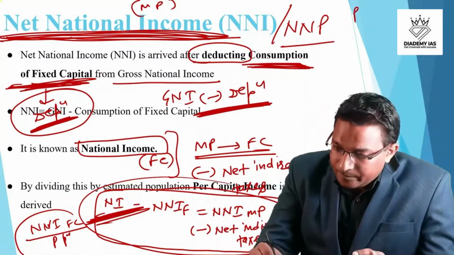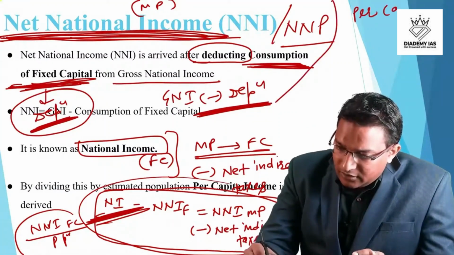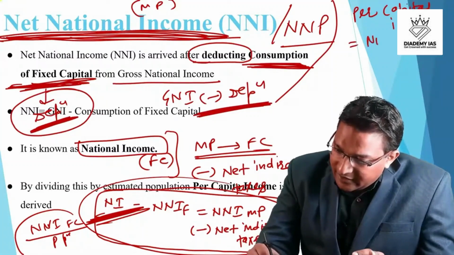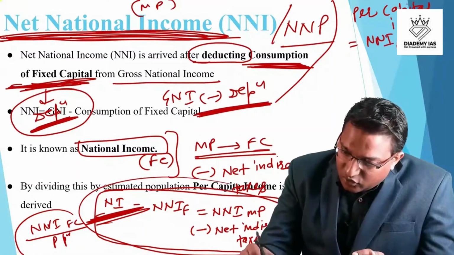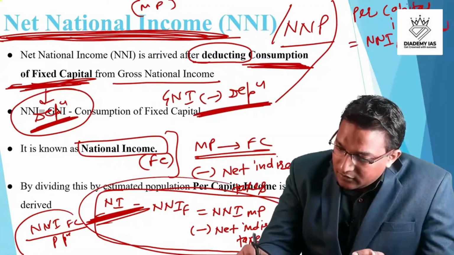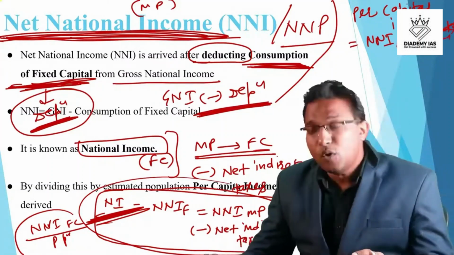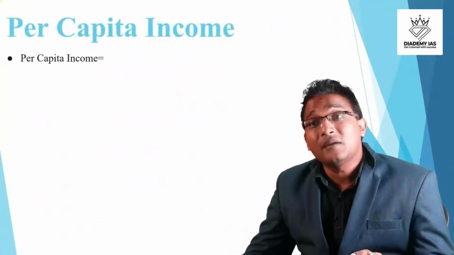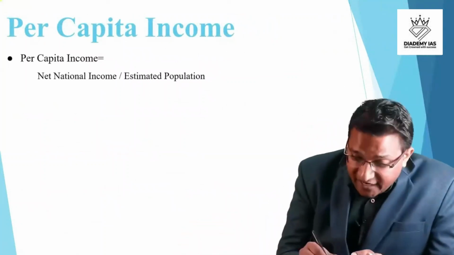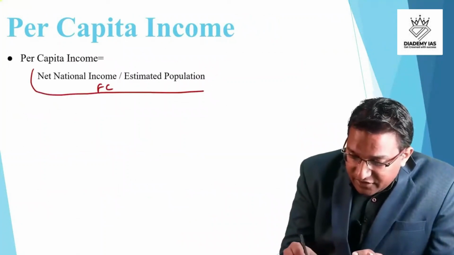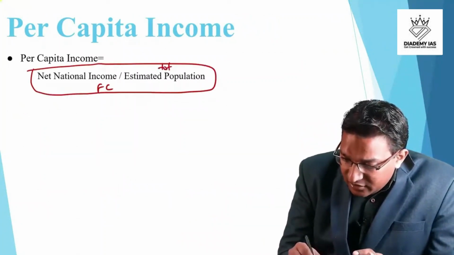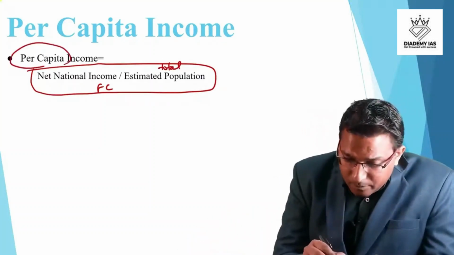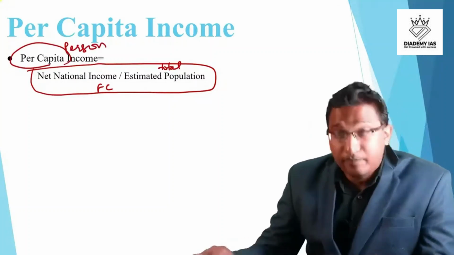So what is per capita income? Per capita income is equal to NNI at factor cost divided by the estimated population. Very simple. Per capita income is net national income at factor cost divided by the estimated population, and this is basically the estimated total population of the country. That is how we get the per capita or per person.